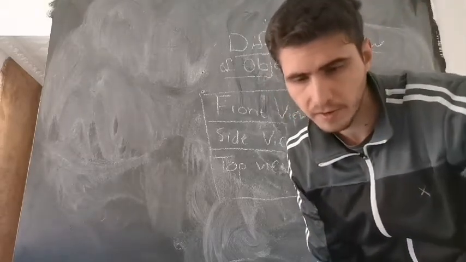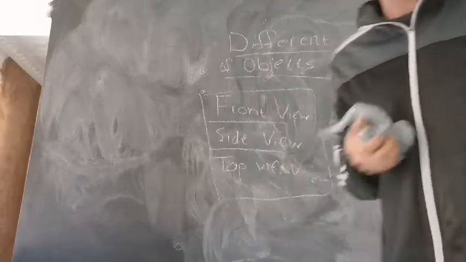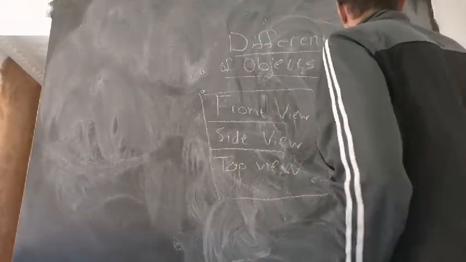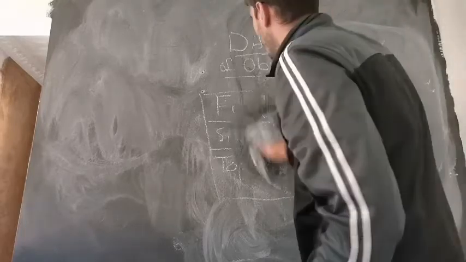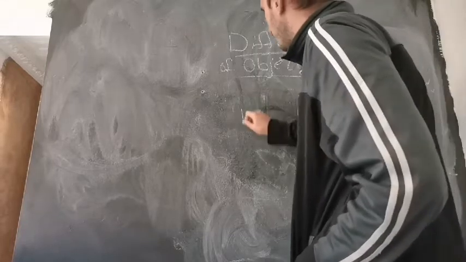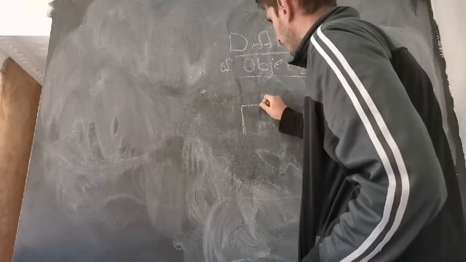Now, I'm going to explain number 2, where they ask you to draw the side view, front view, and top view of the object. Now, how we do this is the following. So usually, they'll give you a 3D object. Let's say they'll give you something like this.